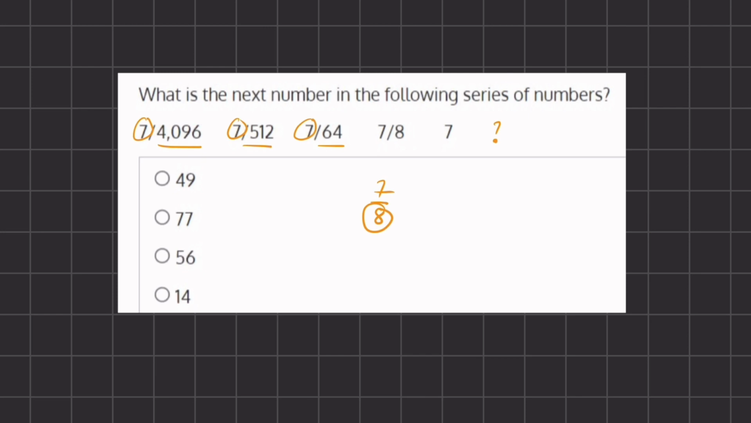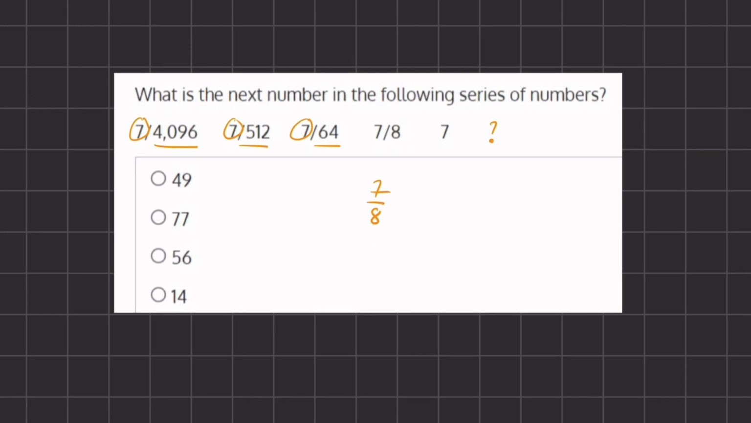So if we take 7/8 and we multiply it by 8, we get 7 times 8 in the numerator divided by 8 in the denominator. And these two terms cancel out, and we are only left with 7. And so let's try to apply this into our previous terms.